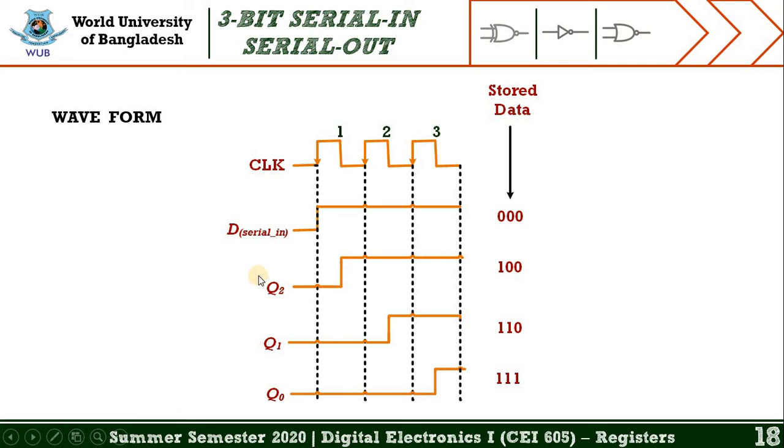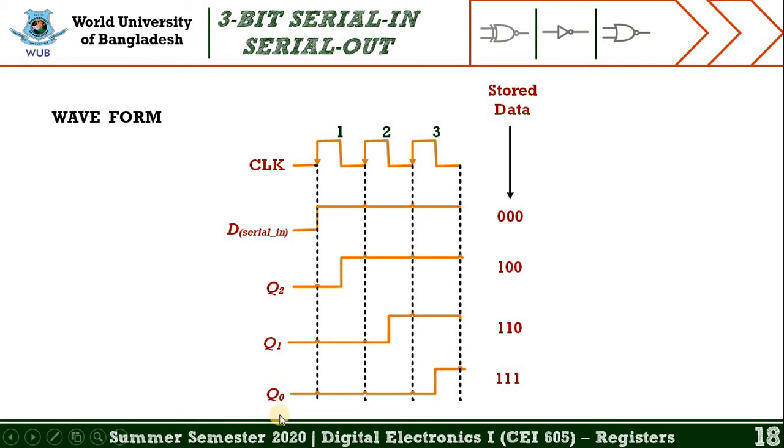After that, we placed the value of D serial in, which is initially 000. After that, the first negative clock edge is applied. That's why we find the stored data in Q2 is 100. After that, when the second negative clock edge is applied, the second flip-flop is in set condition. In that case we find the stored data is 110.